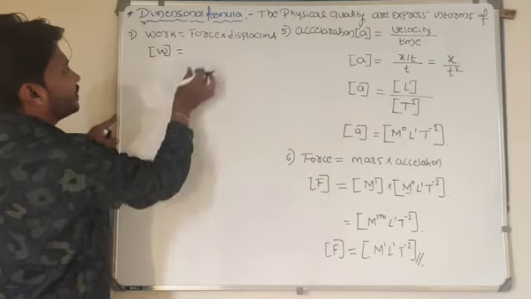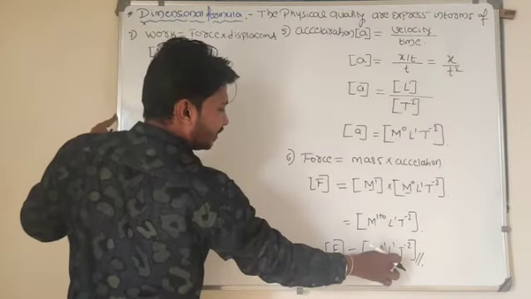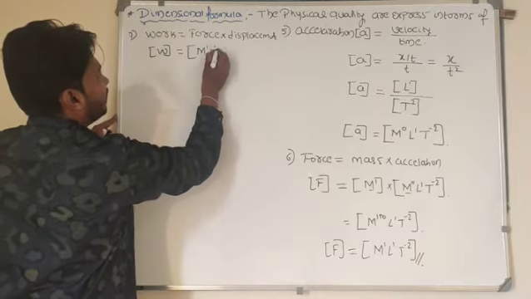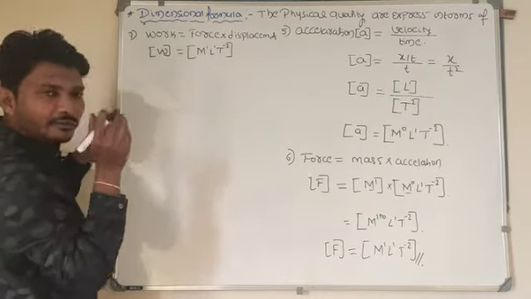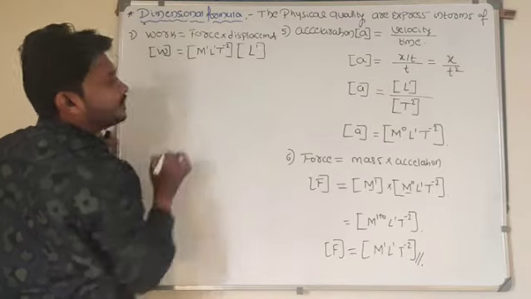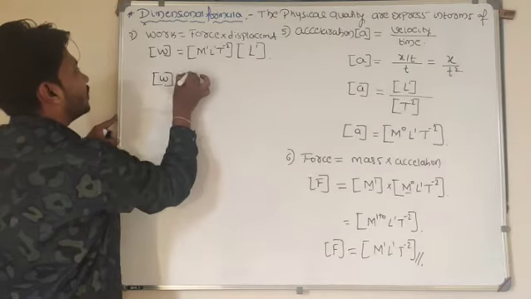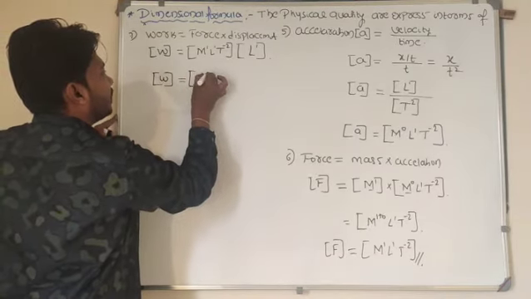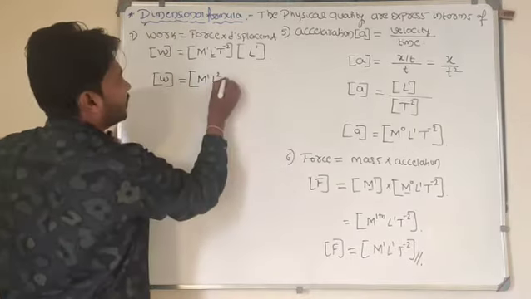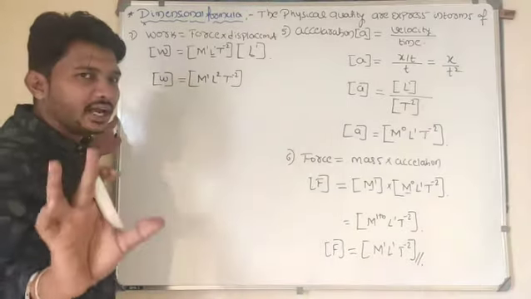So work done is equal to force. What's the dimensional formula for force? I already got that, so I will write it directly here. M to the power of 1, L to the power of 1, T to the power of minus 2. And displacement is also in terms of length only. Then the dimensional formula for work done here, M to the power of 1, L to the power of 1 plus L to the power of 1, so that is L to the power of 2, and T to the power of minus 2. So this is the way to write the dimensional formula.